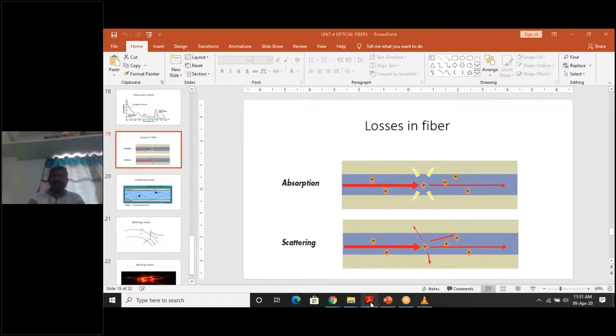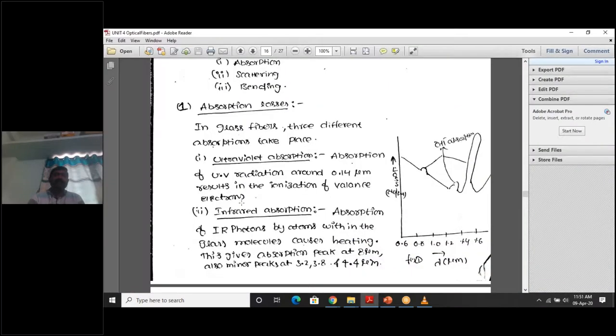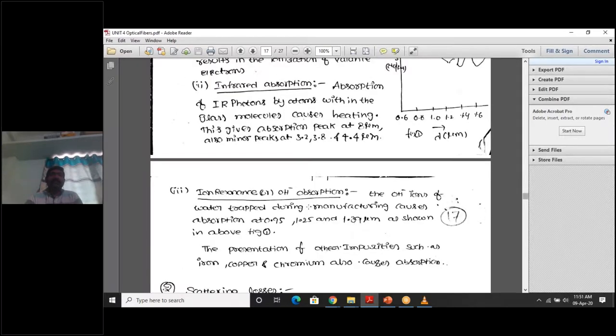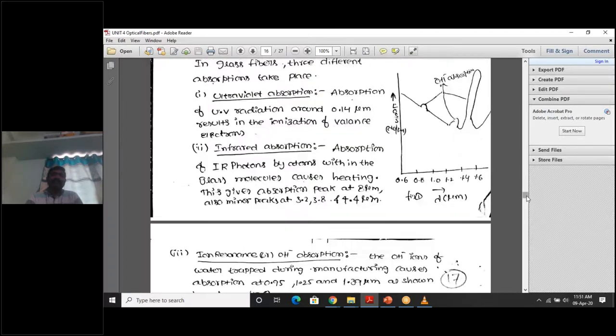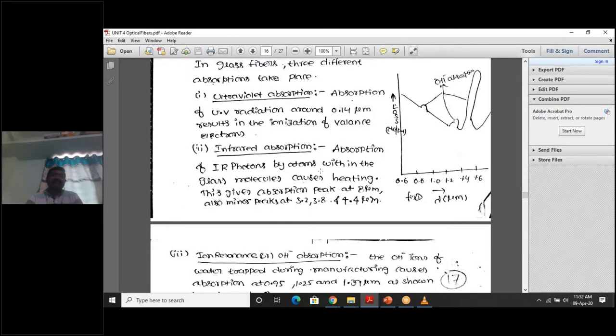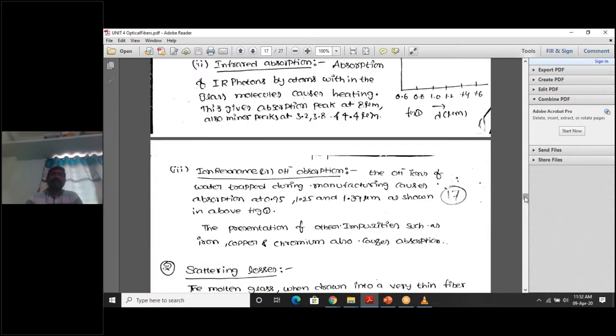So then what are these absorption losses, sir? I will explain. These absorption losses are of three types: ultraviolet absorption, infrared absorption, and ion resonance, or OH minus absorption. First, let me explain what is OH minus absorption.